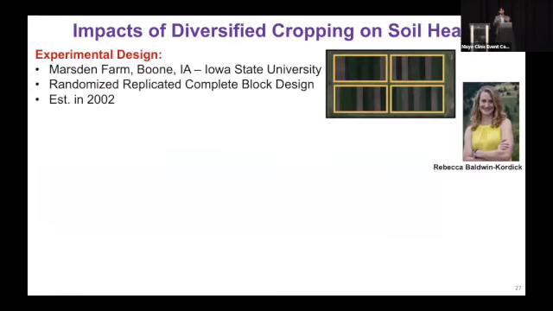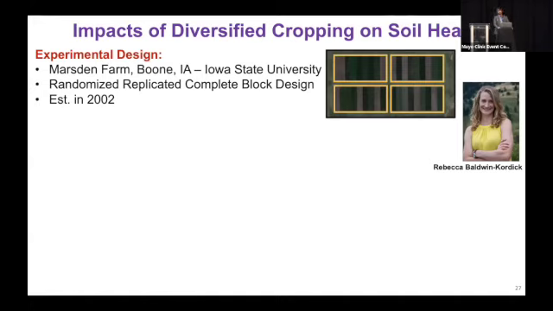All right. So I'm going to show you these data, how the diverse cropping rotation impacts soil health. When I was there as a postdoc, she was the graduate student, Rebecca. She and I collaborated on this project. Now she has also graduated, is working for a company, and is very successful. This project was at the Marsden Farm in Boone, Iowa, which is part of the Iowa State Farm. And that study site was established in 2002.